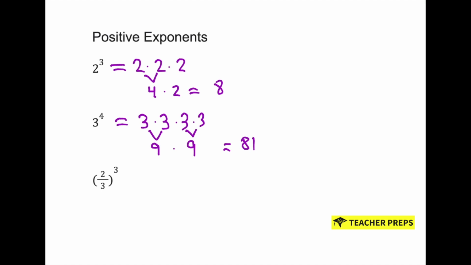We can also do exponents with fractions. 2 thirds to the third power is the same as taking 2 thirds times 2 thirds times 2 thirds. When you multiply fractions, you can multiply the numerators, 2 times 2 times 2, which is 8, and the denominators, 3 times 3, which is 9, times 3, which is 27.